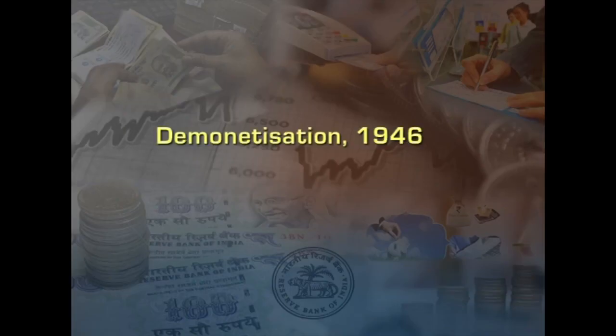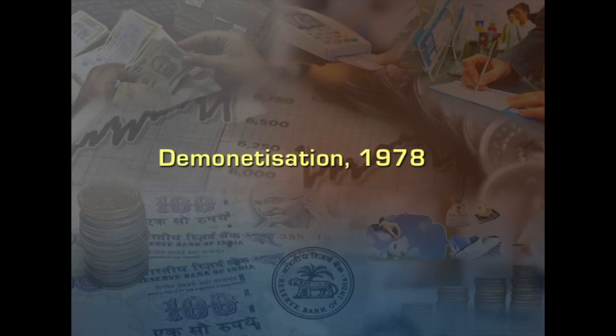Demonetization 1946. On January 12, 1946, the Governor General of India promulgated the High Denomination Bank Notes Demonetization Ordinance 1946. It declared that the high denomination bank notes of rupees 500, rupees 1000 and rupees 10,000 issued by the RBI would cease to be legal tender on expiry of January 1946.